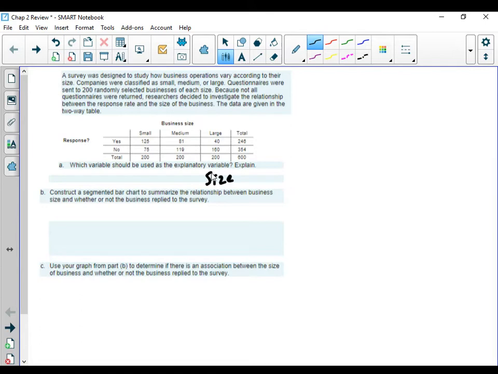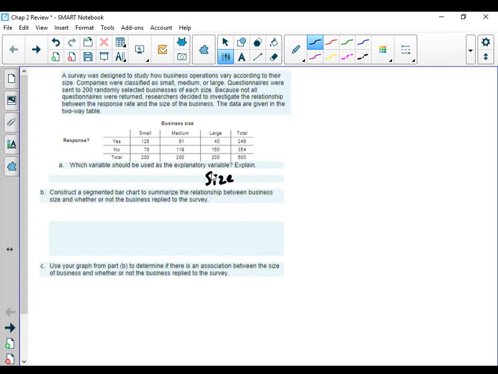Because most likely a larger company might possibly not pay attention to this questionnaire versus a smaller company. Maybe they would pay more attention to it. It's kind of what it looks like. All right, but the size is going to affect whether they respond or not.